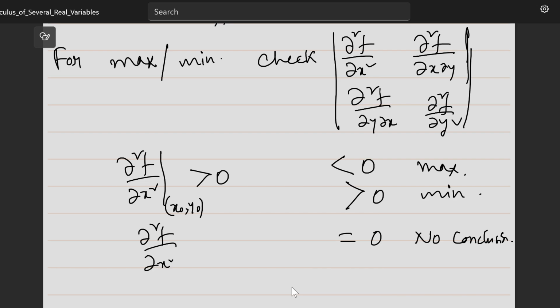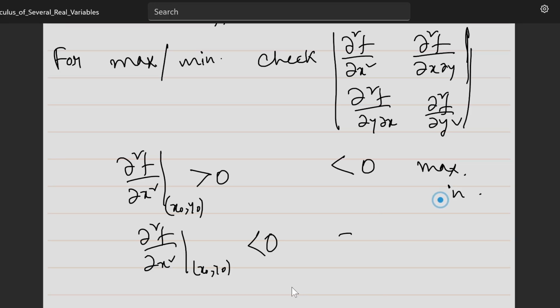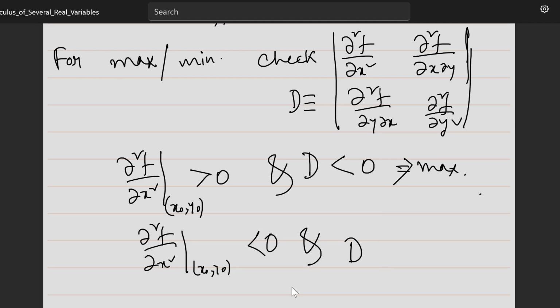Del 2f del x2 at x naught, y naught is negative, and this is greater than 0, then it is local minima. Okay, so let me write in a clear way. This and this implies maxima. This and this, suppose I write the Jacobian as D. D is the Jacobian, and D positive implies minima. And if D equal to 0, no conclusion.